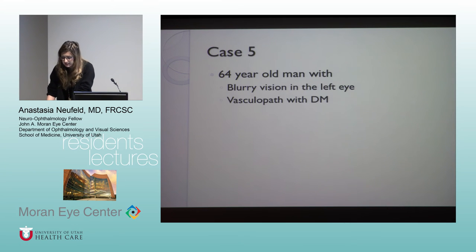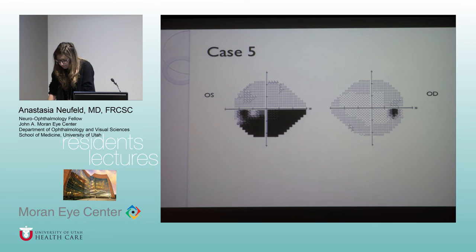Okay, so this is the next case, a 64-year-old man with blurry vision in the left eye. I think this has to be an easy one, just a bit quick. Okay, what does this look like? So this is a 24-2 and an inferior hemi defect in the left eye. So an altitudinal visual field deficit.